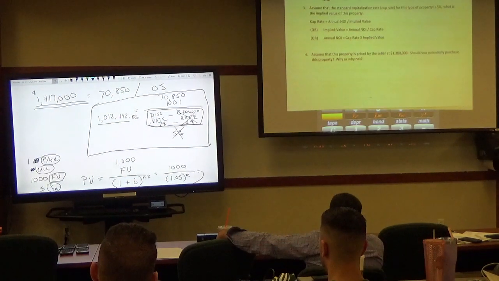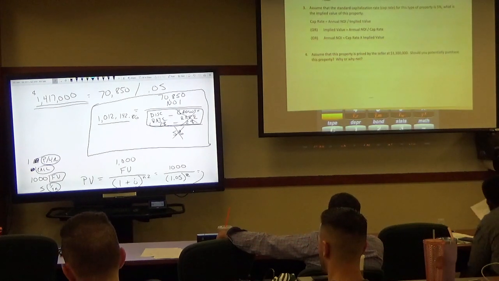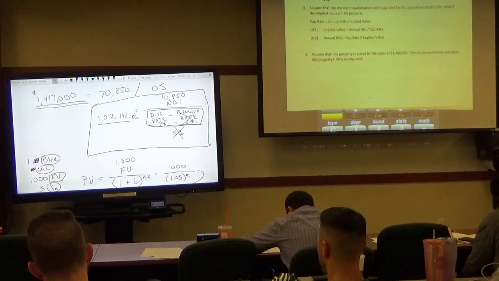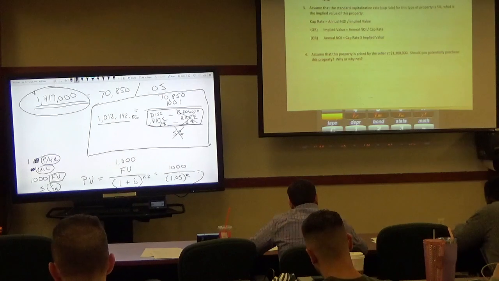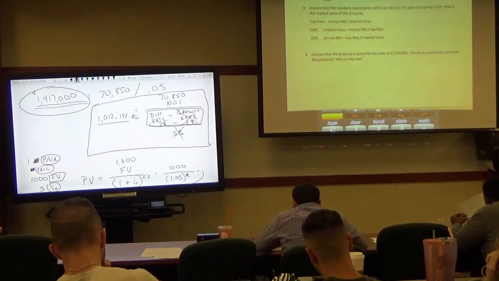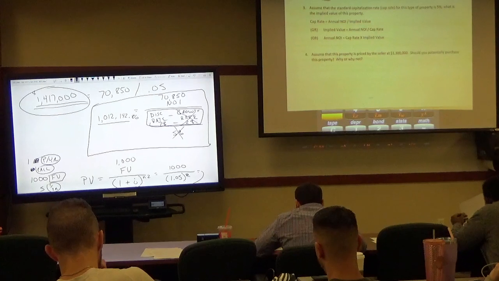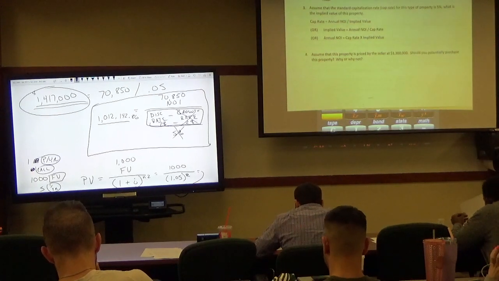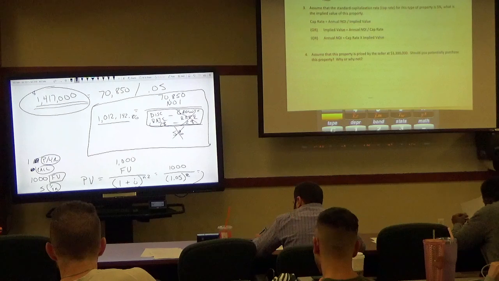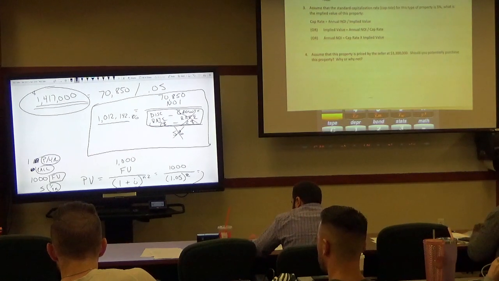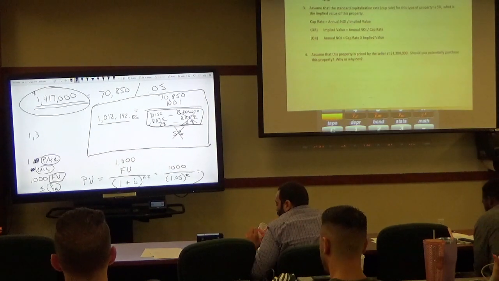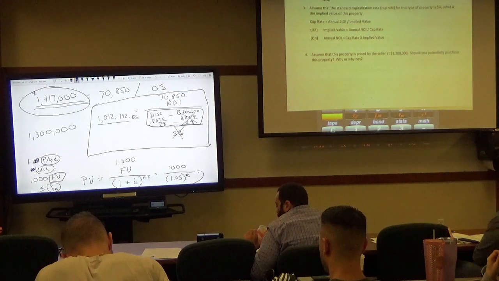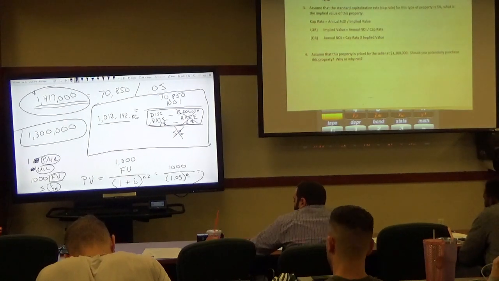All right, so this question, number 3, obviously the one that applied, we did the calculation there, the 1.4 million. All right, and then at the bottom, question 4, assume that this property is priced by the seller at 1.3 million. Should you potentially purchase this property? Why or why not? Okay, so if it's priced at 1.3 by the seller, should you buy this property?